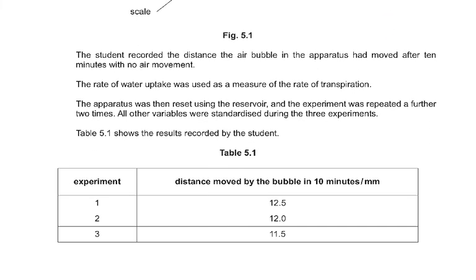The apparatus was then reset using the reservoir and the experiment was repeated a further 2 times. All other variables were standardized. Table 5.1 shows the results recorded by the student. Experiment 1, distance moved 12.5, 12.0, in millimeters. Now this is actually not in the syllabus anymore, but I'm just talking about it for a little point and I'll explain why. This is no longer the potometer, and this whole thing is now not in the syllabus anymore.